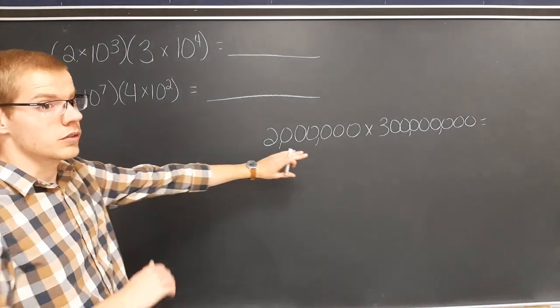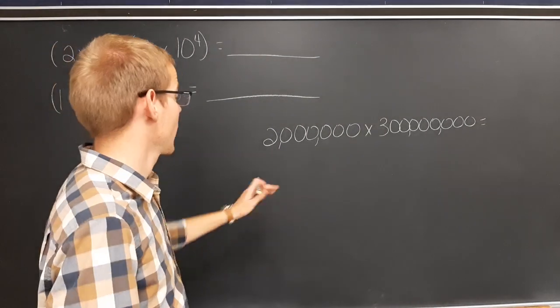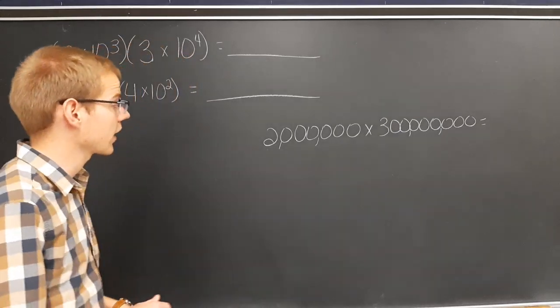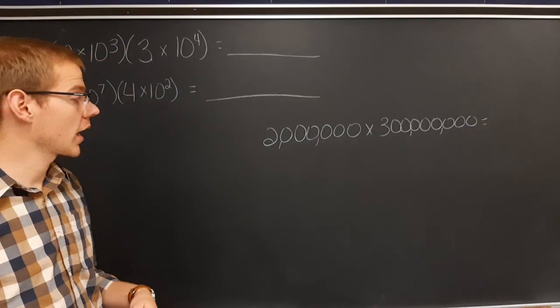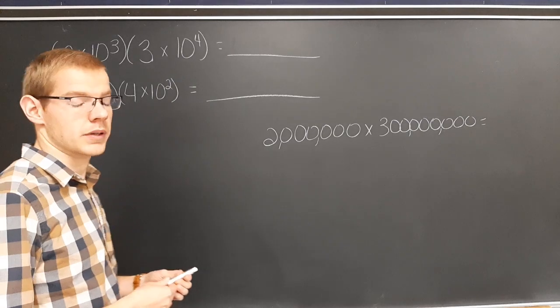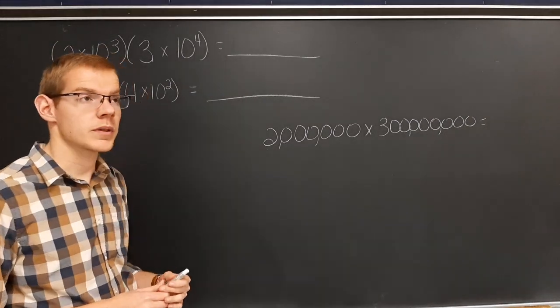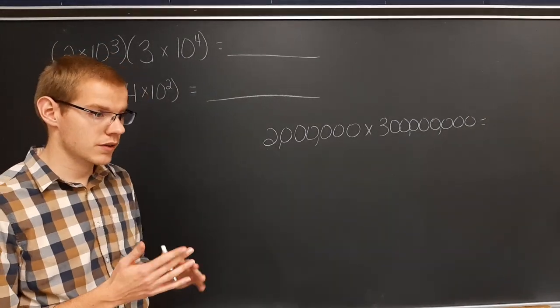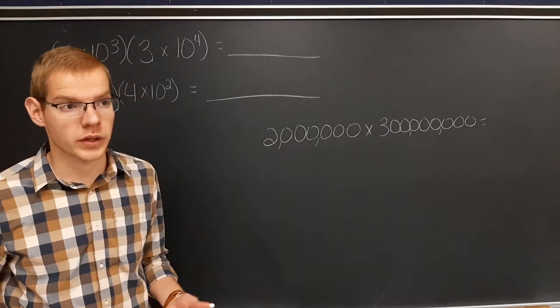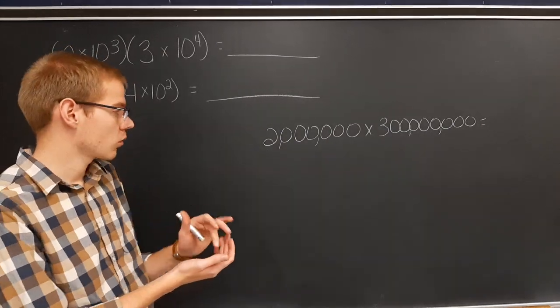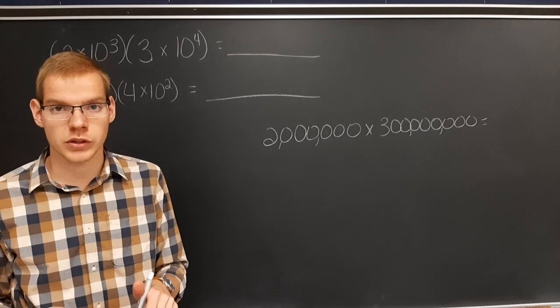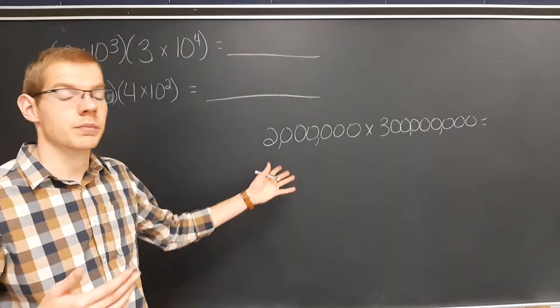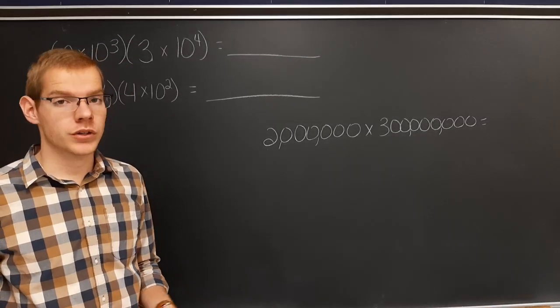So, try this one. If you were told that you needed to multiply 2 million by 300 million, you'd be sitting there wondering, how do you do this? Count on your fingers, or put it in your phone: 1, 2, 3, 4, 5, 6, 7 zeros with a 2 in front of it, and then do whatever. Anyway, or you could just write it.